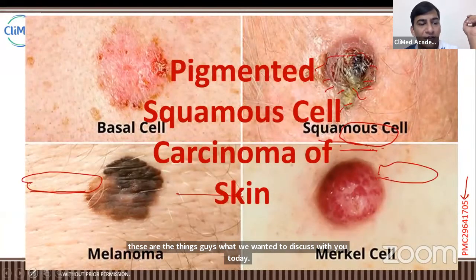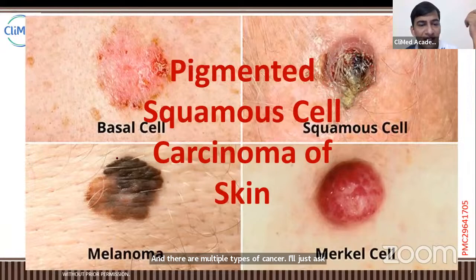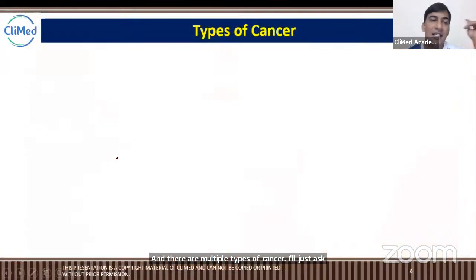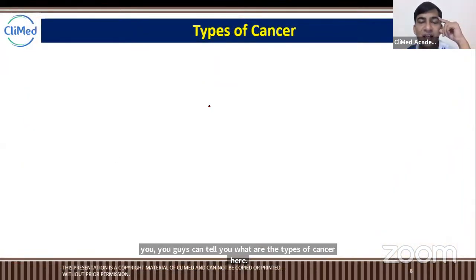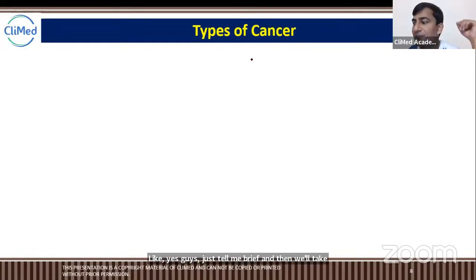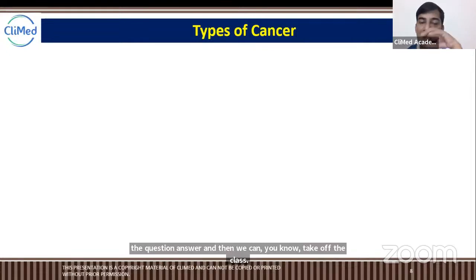And there are multiple types of cancer. I'll just ask you, you guys can tell me what are the types of cancer here. Just tell me briefly, and then we'll take the question answers, and then we can take off the class. These are the 4 cases I want to discuss, and these will be the 4 basic cases I'll be discussing in the breast cancer oncology course.